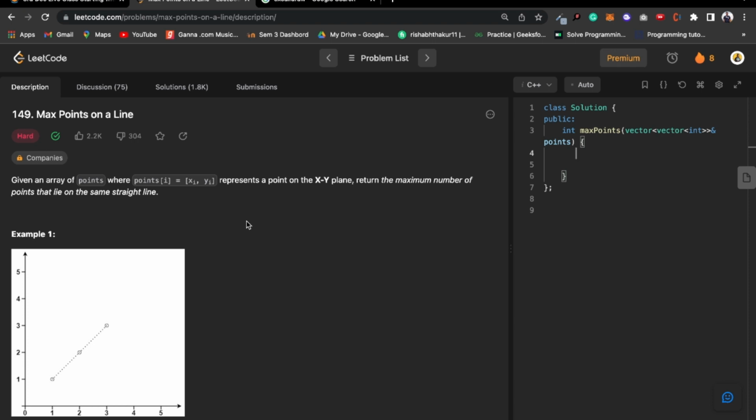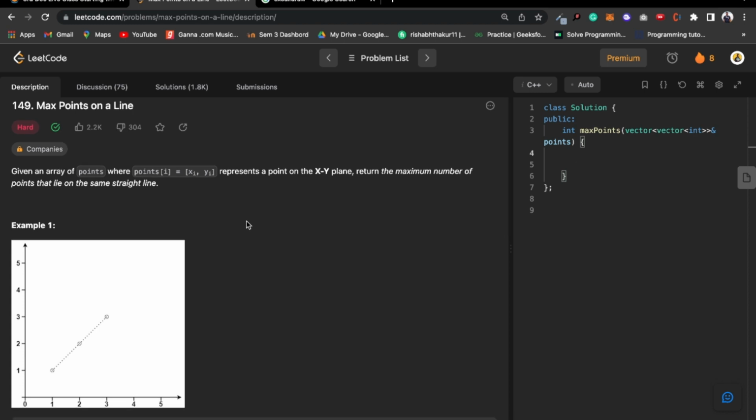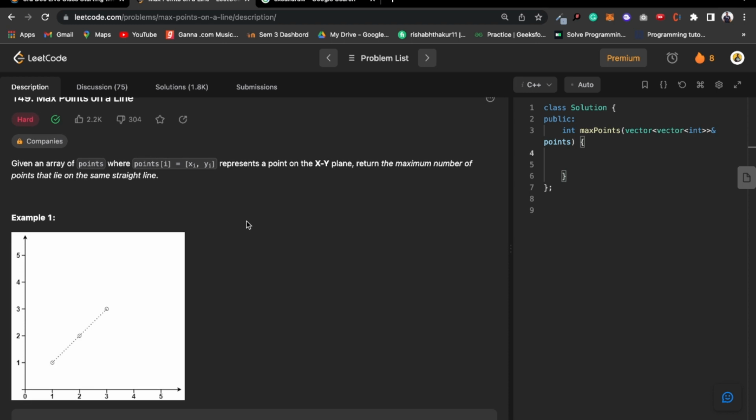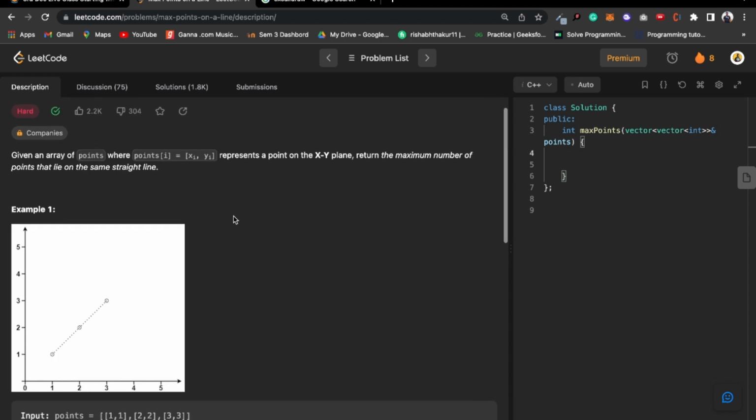This is a hard problem on LeetCode, but it's pretty simple if you know the math, if you know what a line is and how it works. Then you just have to do some programming and your answer will be there in just a few lines of code. Now let me explain the question.